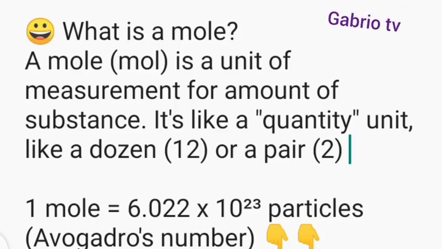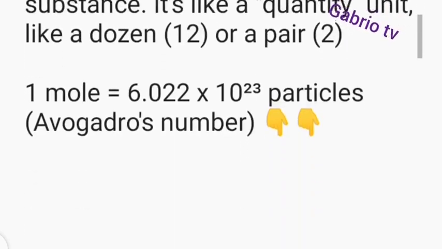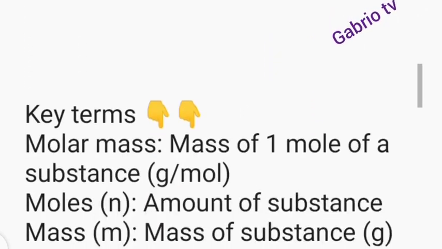So with this, you'll be able to calculate how many particles are there in a substance, or how many moles are there in particles. So the Avogadro's number is telling us 1 mole equals to what? 6.02 times 10 to the power of 23, Avogadro's number.